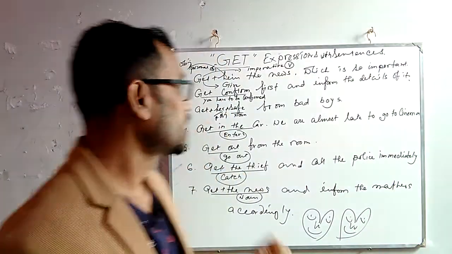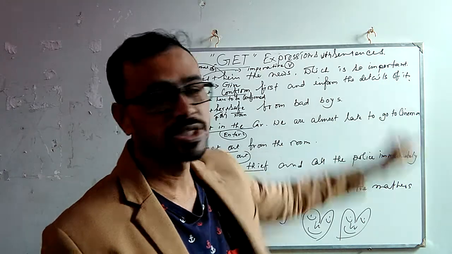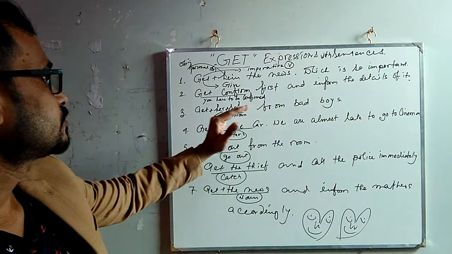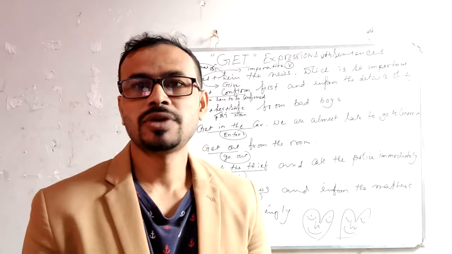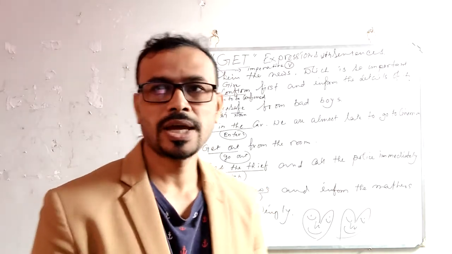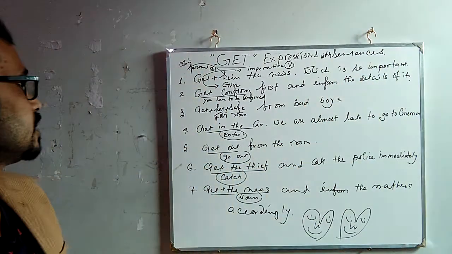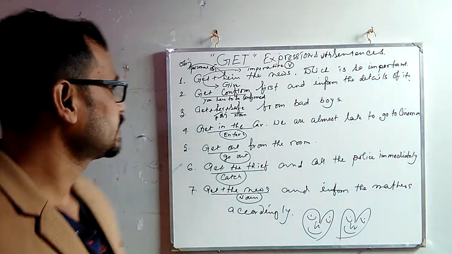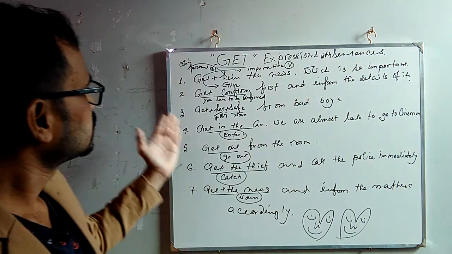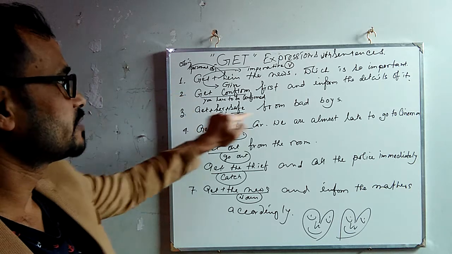The next sentence might be: get informed first and inform the details of it. So get informed first means you have to be confirmed first about the news, and then inform the details of it. And the next one, get yourself away from bad boys, okay? So this also uses get. This is also an imperative sentence, okay.